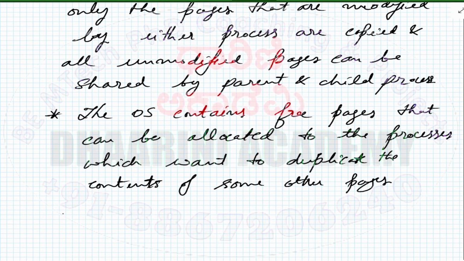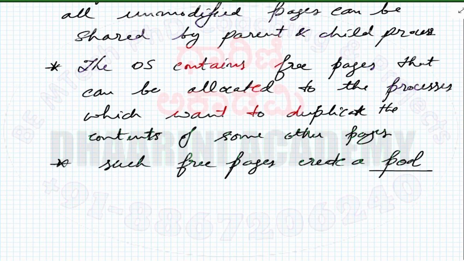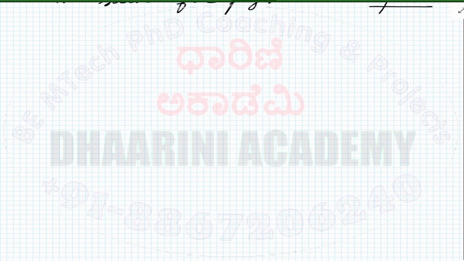Such free pages are actually called pools. Create a pool from where any process can take the free pages. Whenever there is a demand, you can actually allocate any number of pages. Now, the OS typically allocates these pages using a technique called zero fill on demand. So the technique that allocates free pages from the pool to a process, any process asking for memory for performing this operation, that technique is called zero fill on demand.